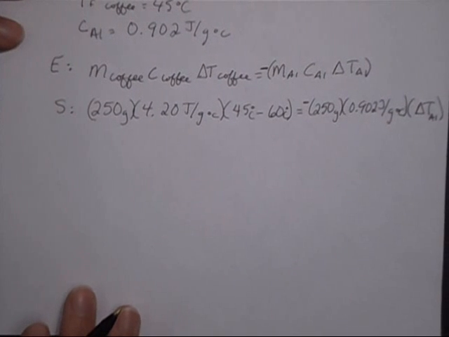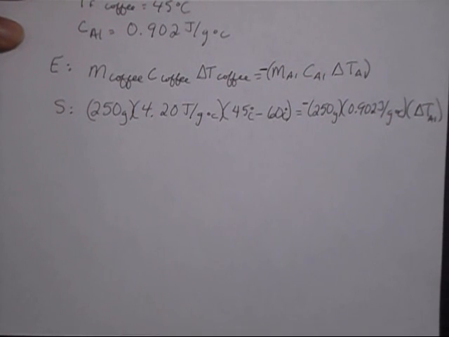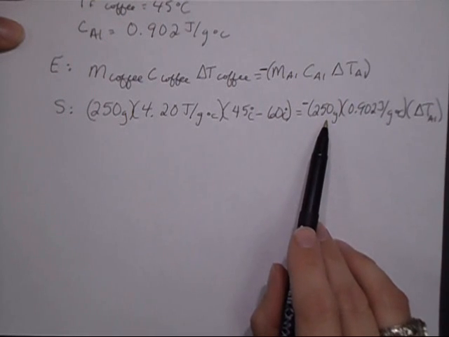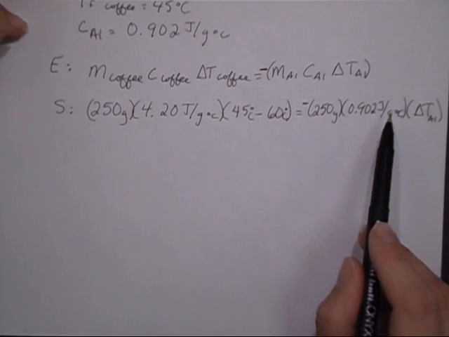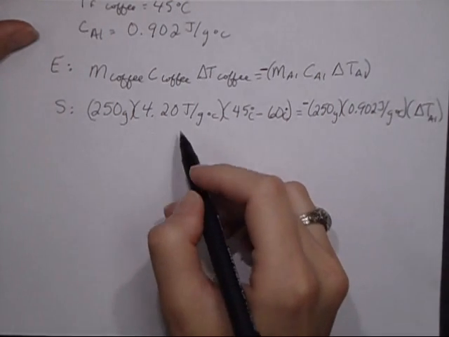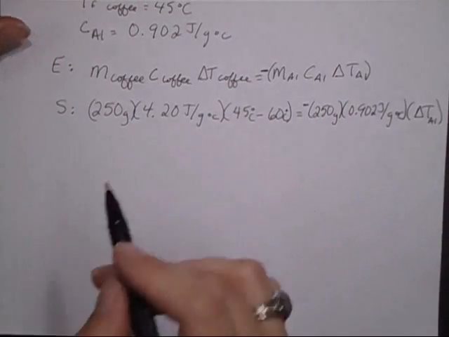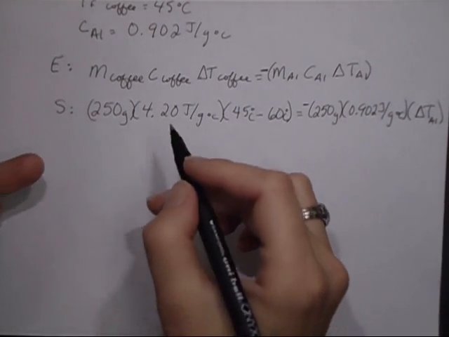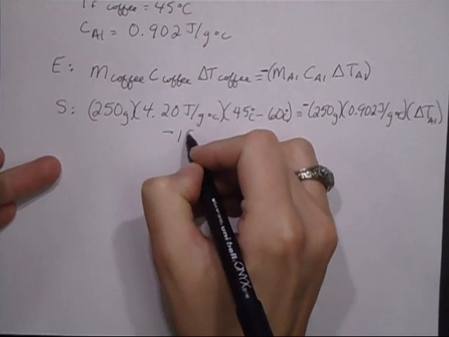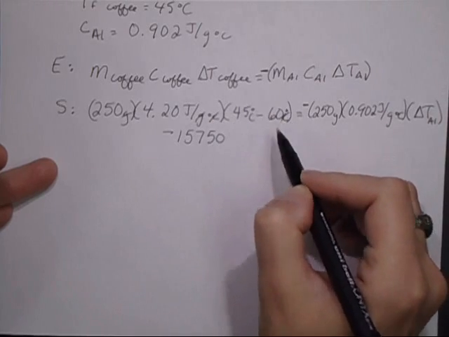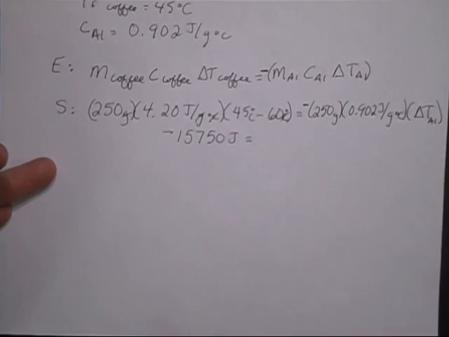Alright, so let's solve some things out, or maybe simplify some things. If you note both of these masses are the same, so you could cancel them out. Your other option is to solve this whole side, solve this side, and then we can go from there. When I solve all of this, 250 times 4.2 times negative 15, I get negative 15750. Grams cancels, degrees C cancels. That leaves me with joules on that side.